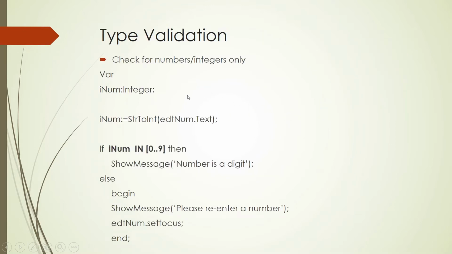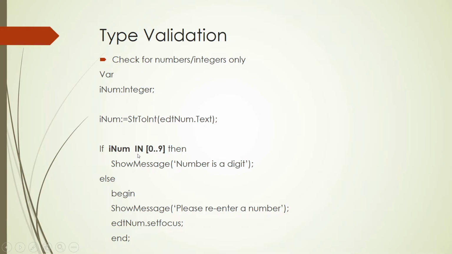The next type of validation is where you can do type validation. So I could check for numbers or for integer values. For example, if a person had to enter a value on a t-edit, and I want to make sure that this number entered is of data type integer, I would do an if check and check if inum, the variable that I created, does it match the set from 0 to 9?